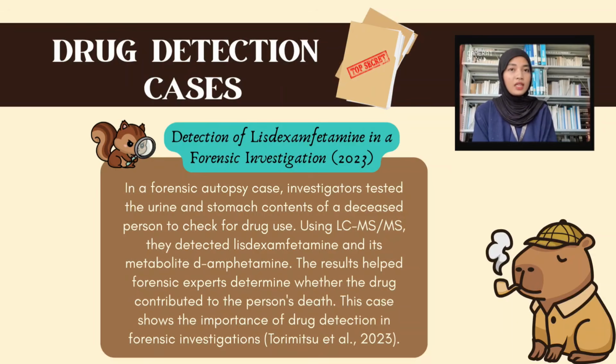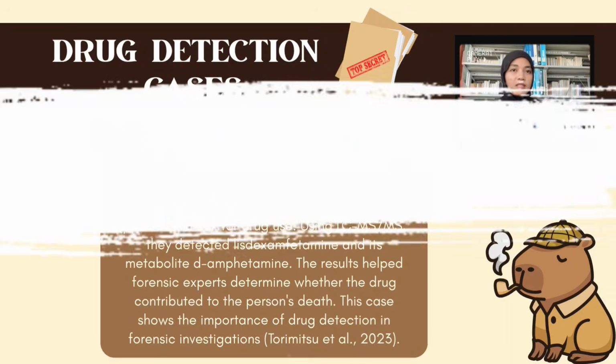There are a few cases in drug detection that have been studied, such as the detection of lisdexamfetamine in a forensic investigation in 2023. In a forensic autopsy case, investigators tested the urine and stomach contents of a deceased person to check for drug use. Using liquid chromatography, they detected lisdexamfetamine and its metabolite D-amphetamine. The result helped forensic experts determine whether the drug contributed to a person's death. This case showed the importance of drug detection in forensic investigation.